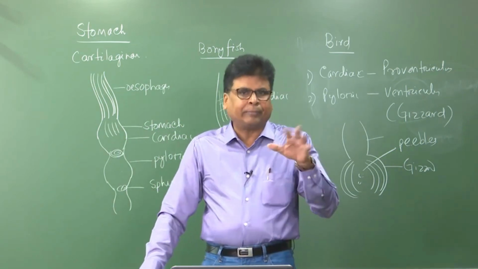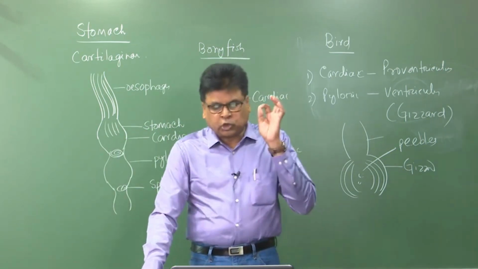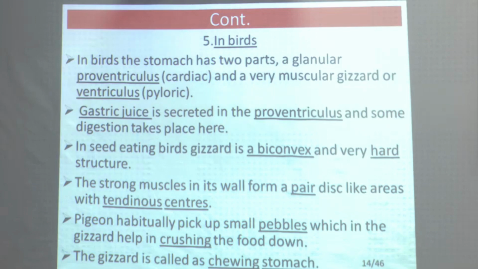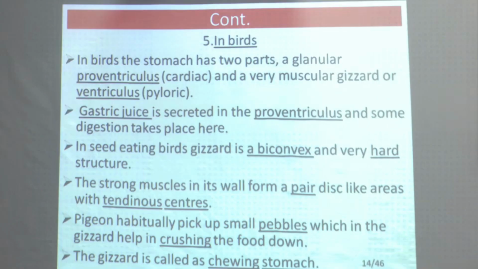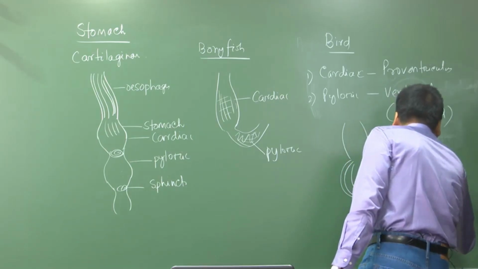So, repeating this one: the strong muscles in the wall of the gizzard form a pair of disc-like areas with a tendinous center. Number 2, pigeons habitually pick up small pebbles, and these pebbles in the gizzard help in crushing or grinding the food material. The gizzard is also known as the chewing stomach.